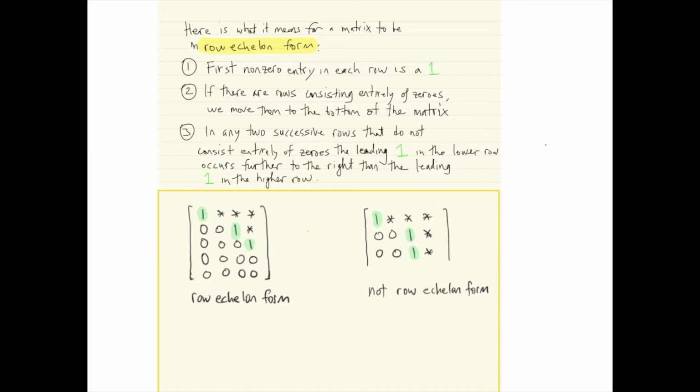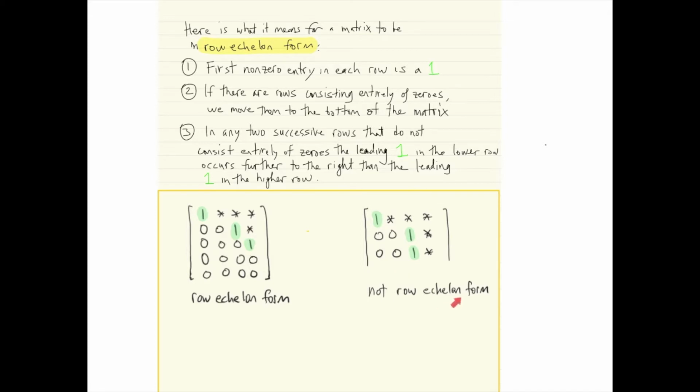Then condition 3 says that in any 2 successive rows that aren't all zeros, the leading 1 in the lower row occurs further to the right than the leading 1 in the higher row. So here I've highlighted the leading ones, and they're occurring further to the right. That's what does not happen in this example. This leading 1 is not further to the right of the row before it, and therefore, finally, we see why this is not in row echelon form.